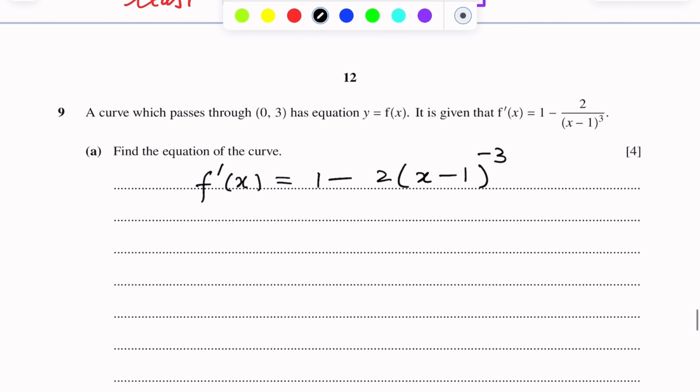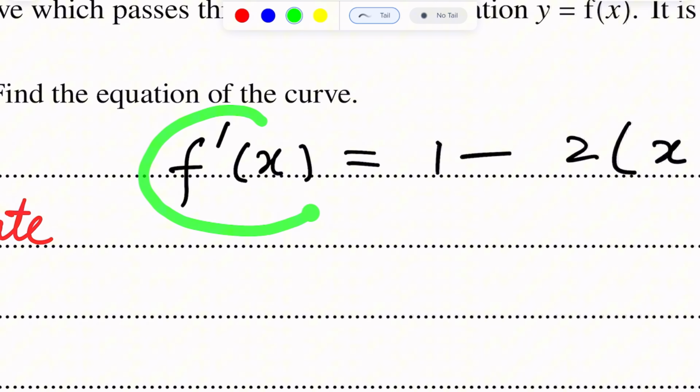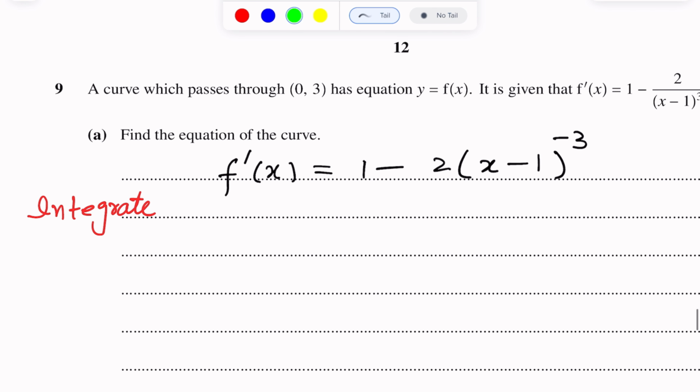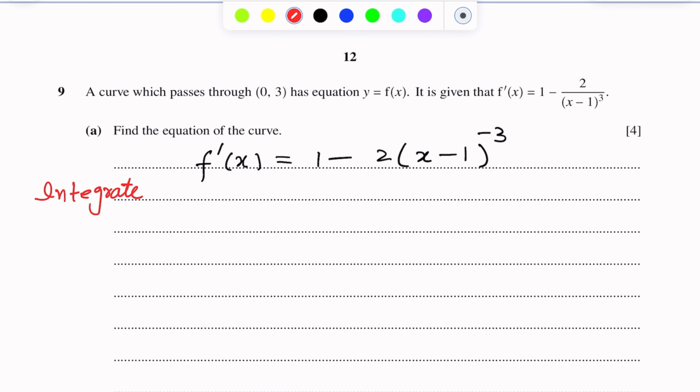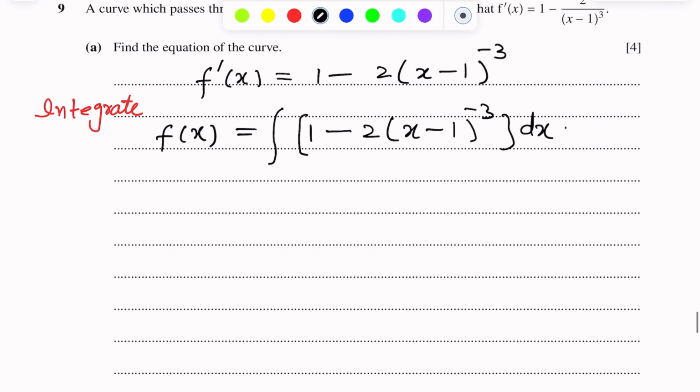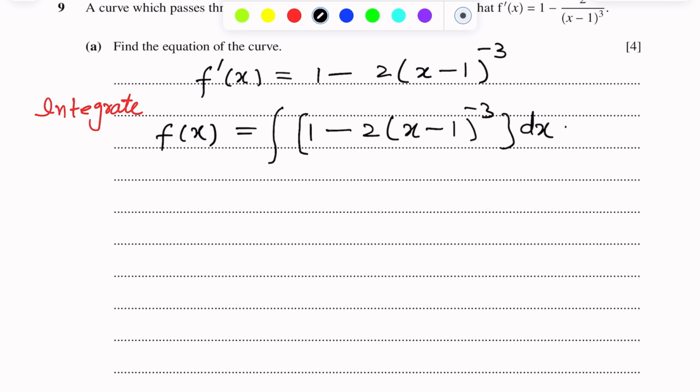Now we will integrate each side with respect to x. When we integrate both sides, f'(x) becomes f(x). Integration of f'(x) will be f(x). So we write here f(x). Right side will be integrated 1 minus 2(x minus 1) power minus 3 with respect to x. Now we will integrate right hand side.